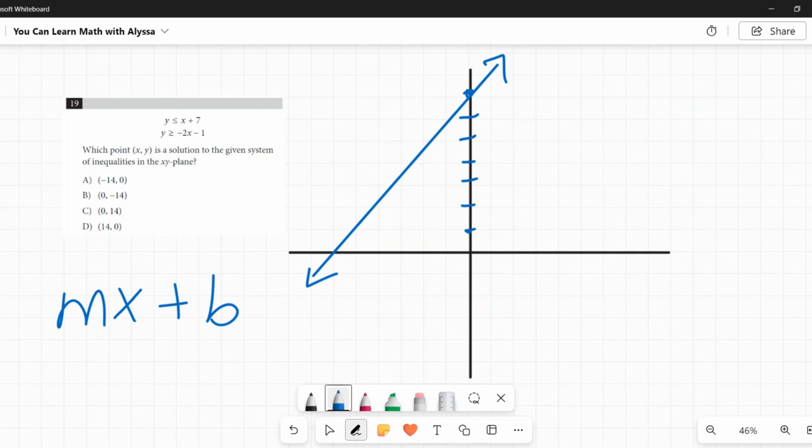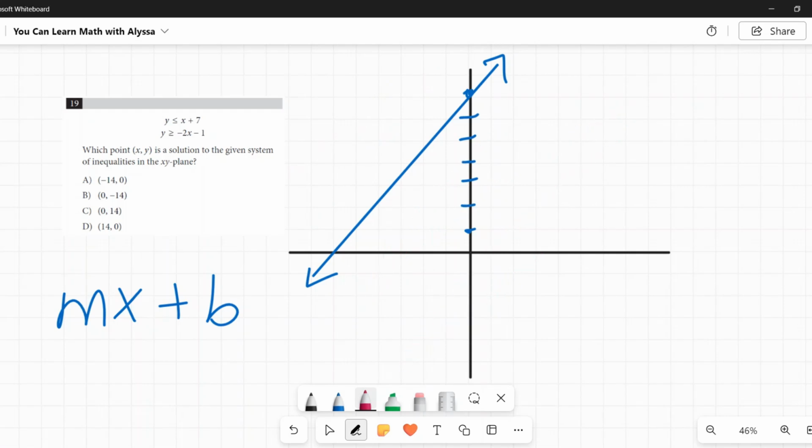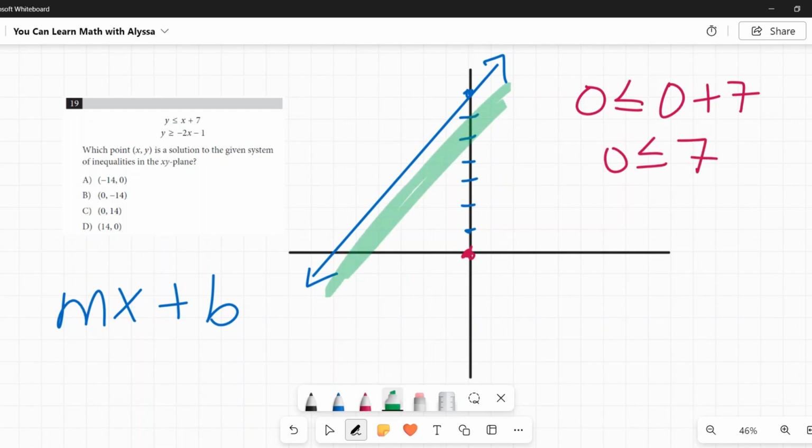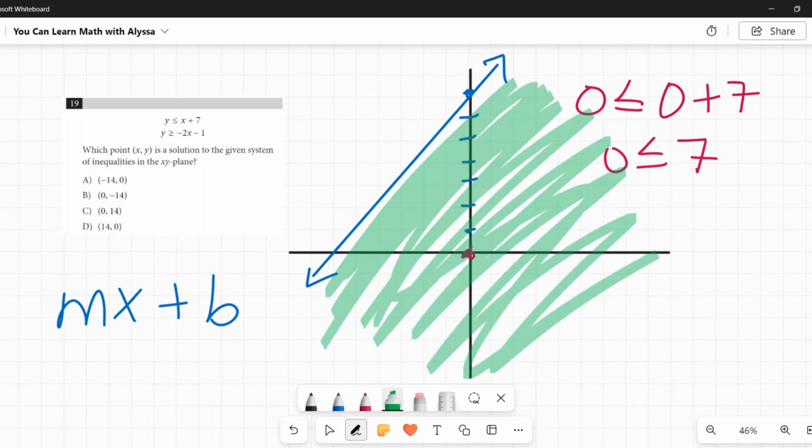Now I need to know where to shade. Do I shade on this side or do I shade on that side? What I do is I pick a test point. 0, 0, if it is not on the line, is a great test point. You're going to plug 0 in for the x, 0 in for the y, and see, is it true? So there you would get 0 is less than or equal to 0 plus 7. 0 plus 7 is 7. Is 0 less than 7? Yes, it is. Shade this side. So that's my shaded area for that one.